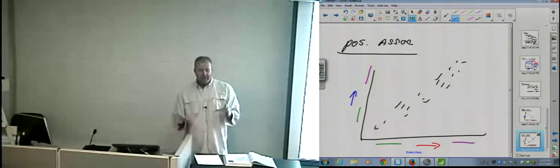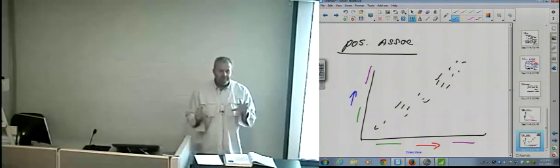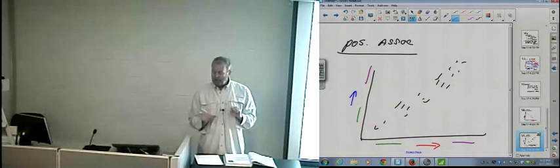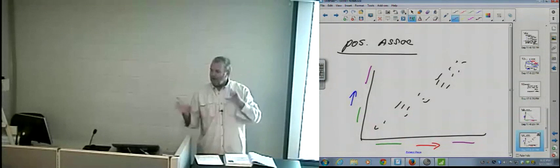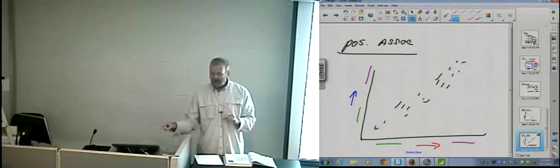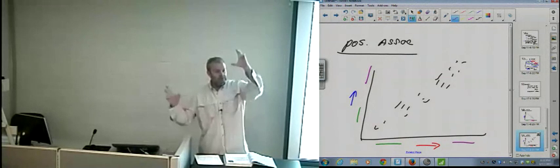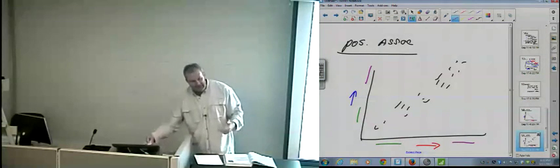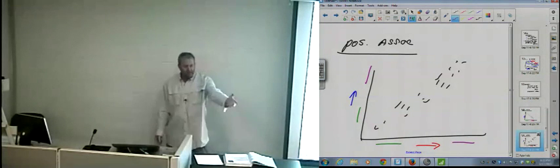And then this, if it's a negative association, below average, above average. Above average, below average. Positive association, below, below, and above, above. That's what my pictures are trying to tell you here. That way I don't have to remember all the words and stuff.